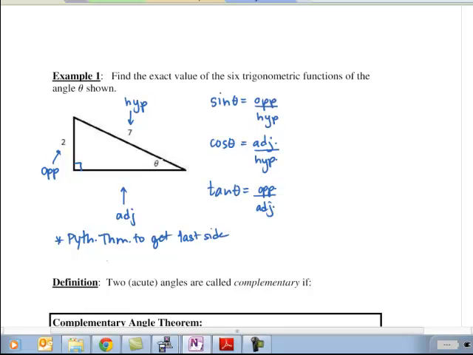That's not the hypotenuse, so we could call it a if we want to. So we have a squared plus b squared, which would be 2 squared, equals c squared, which would be 7 squared. So a squared would be 49 minus 4, which is 45. So a would be square root of 45. We can clean that up. There's a factor of 9 in there, so 3 times the square root of 5.